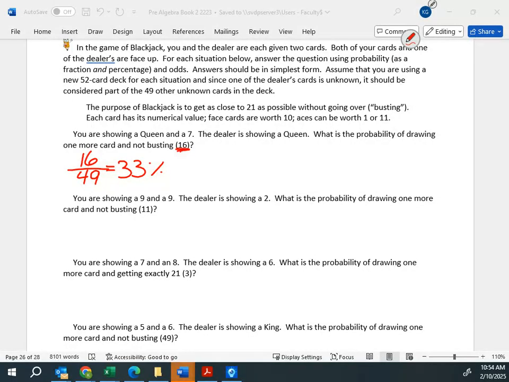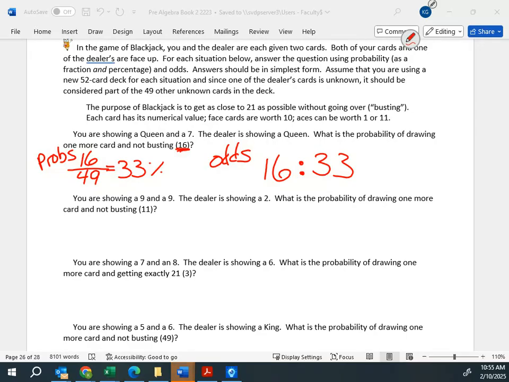Now we need to put it as the odds. So my probability is 33%. What are my odds of not busting? Christina? If we do 49 minus 16, we get 33. So there's 16 successful cards, but there's 33 unsuccessful.